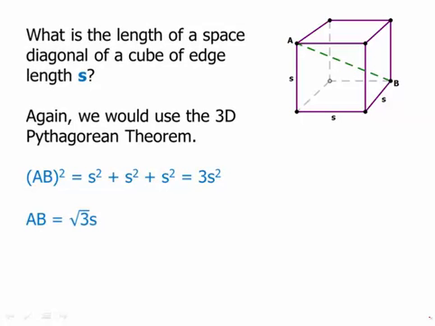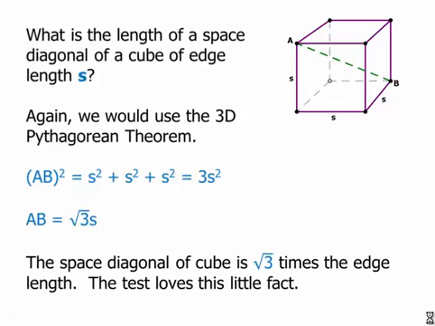So this is interesting. The diagonal of a square is root 2 times the side. The space diagonal of a cube is root 3 times the side. Very interesting. And the test loves that little fact.